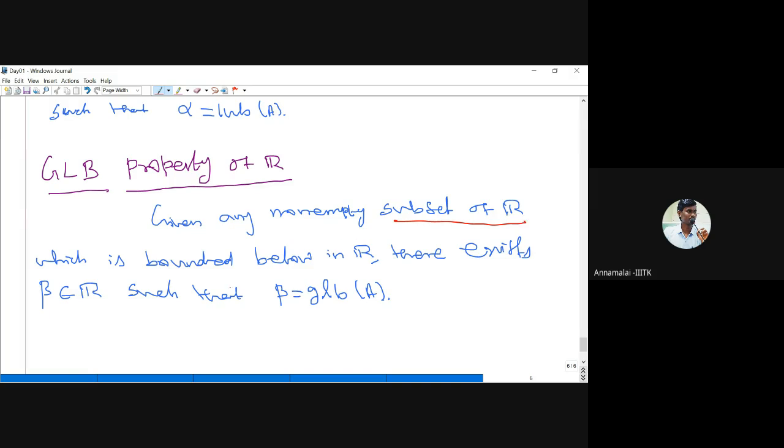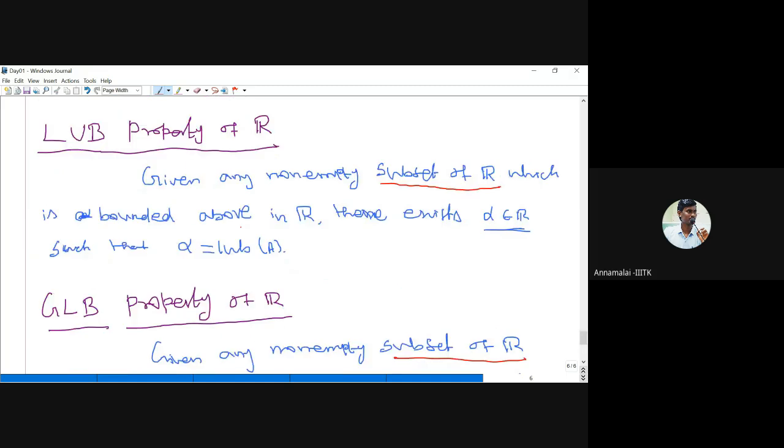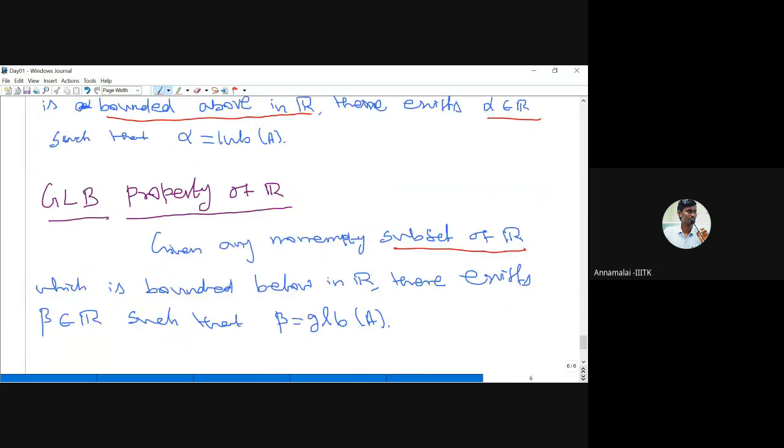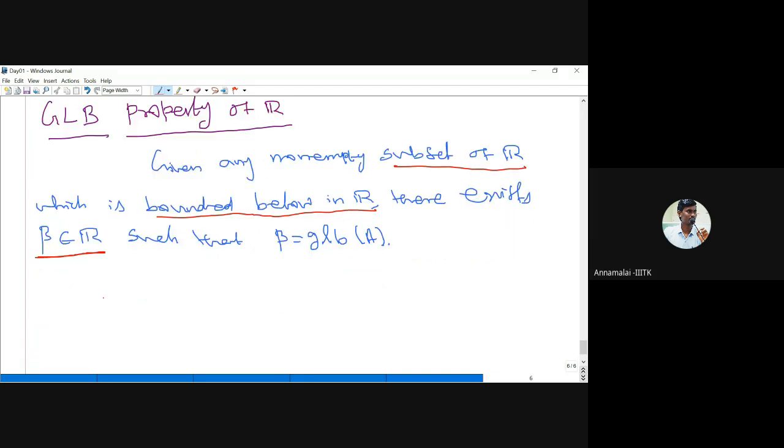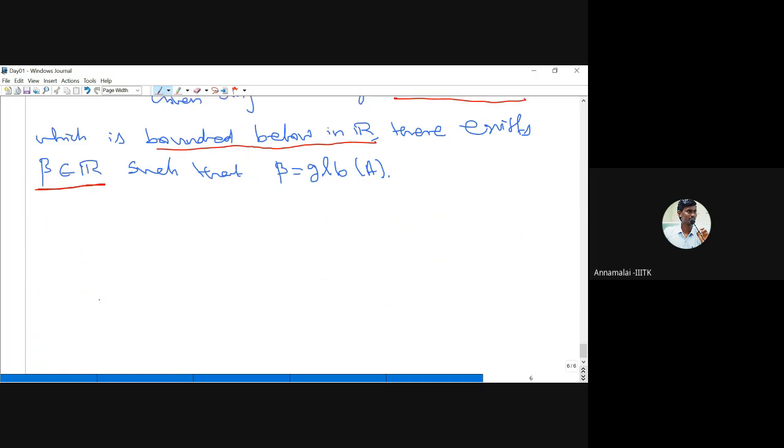So the important parts of this statement are: first, a subset of R; second, bounded above in R; and the LUB should be in R. Similarly for the lower bound: bounded below is very important, subset of R is very important, and the greatest lower bound should be a member of R. Now, why is this result not true in other sets? Suppose we take some subset of Q; the LUB property does not hold. That is a very important example.